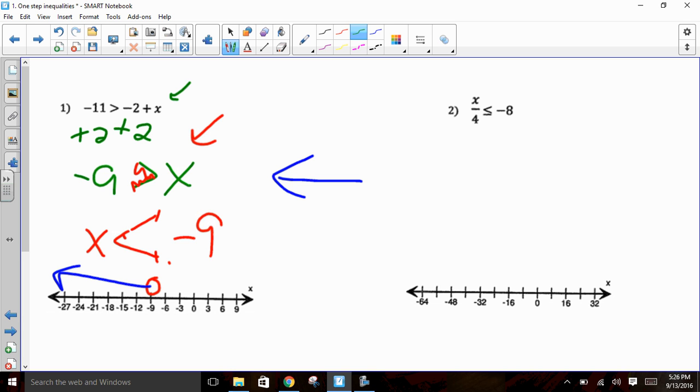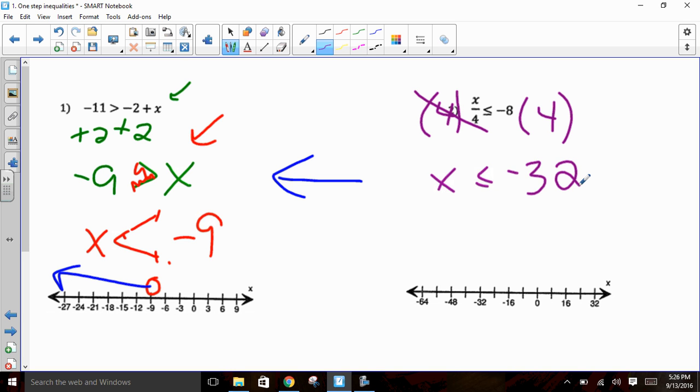So let's take a look at solving the second equation. We have x over 4 is less than or equal to -8. First steps first, I want to get x by itself. So x is being divided by 4. We should all know that to undo division, we're going to multiply. The 4's cancel out. I have x is less than or equal to -32, because -8 times 4 is -32.